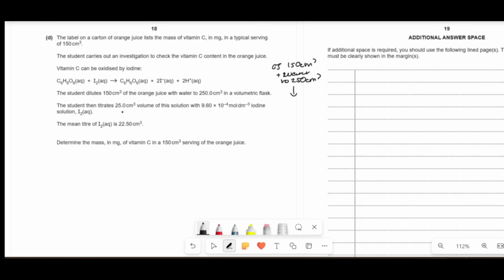So they titrate 25 cm^3 of this solution. Don't just say that, like, what is that? They took 25 cm^3 of this stuff with the orange juice and the water mixed in, right? And they titrated it with I2. So don't say titrated, just say reacted it with. And then how much? Well, they used this concentration, 9.60 times 10 to the minus 4, and the volume of it was 22.5, and this was I2. It says determine the mass of the vitamin C in a 150 cm^3 sample. So they want the mass of that.